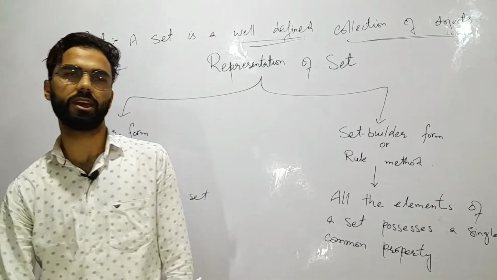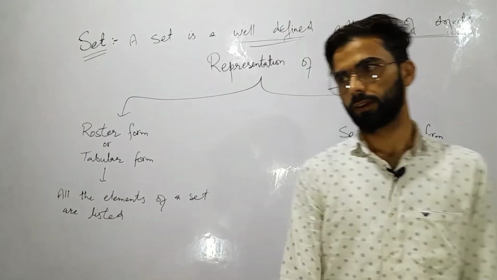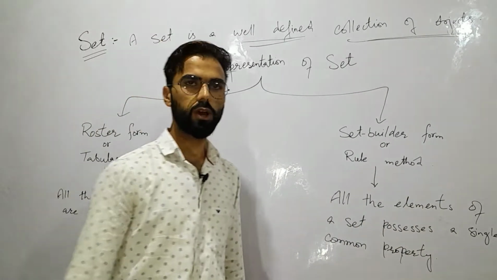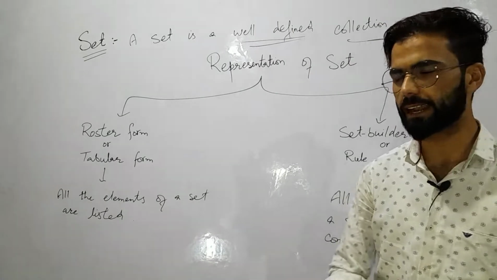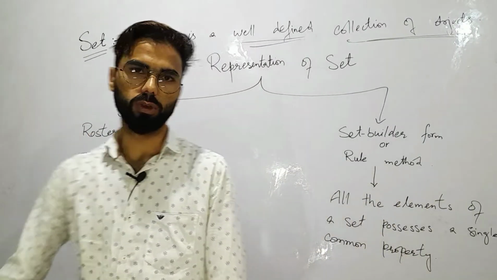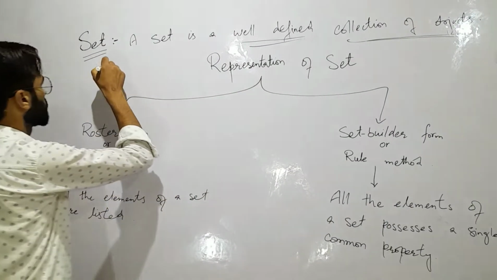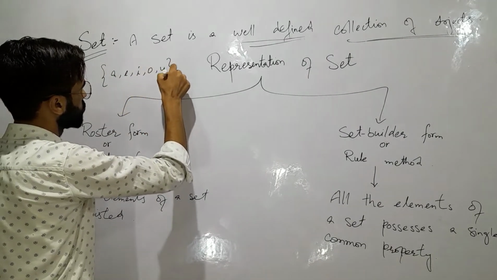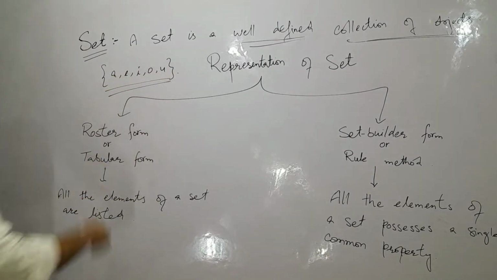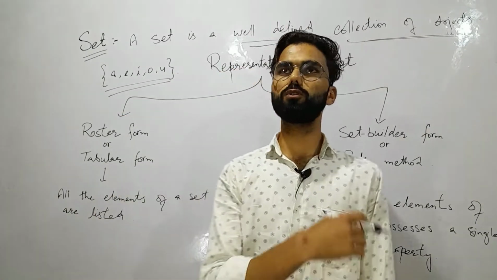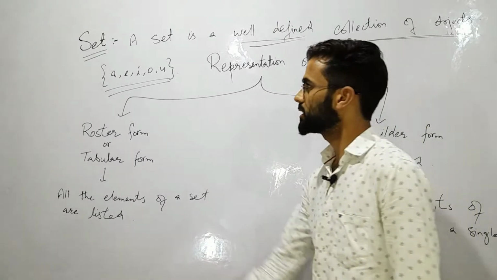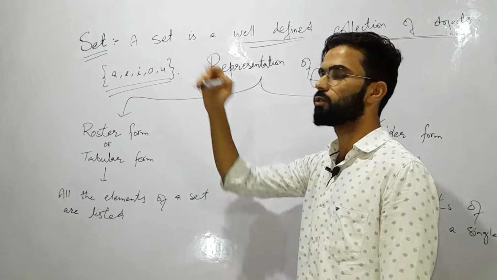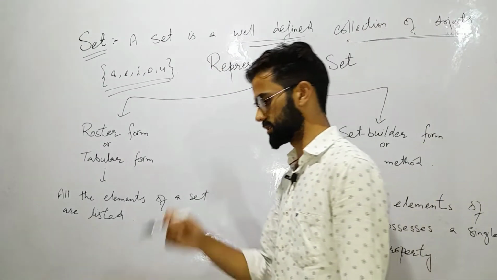For example, here I'm talking about the set of vowels in the English alphabets. There are A, E, I, O, U. That is the set A, E, I, O, and U. This is a set. It follows a certain definition, that is vowels of English alphabets.